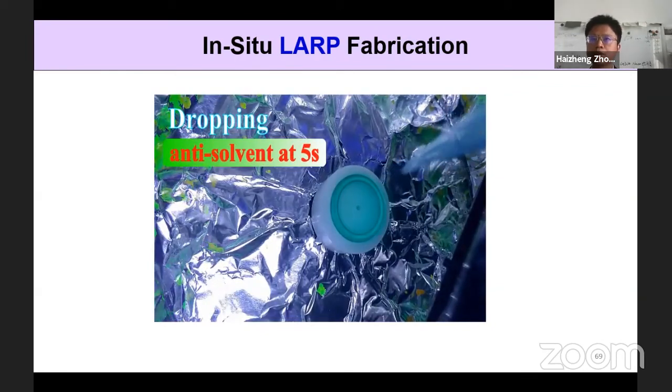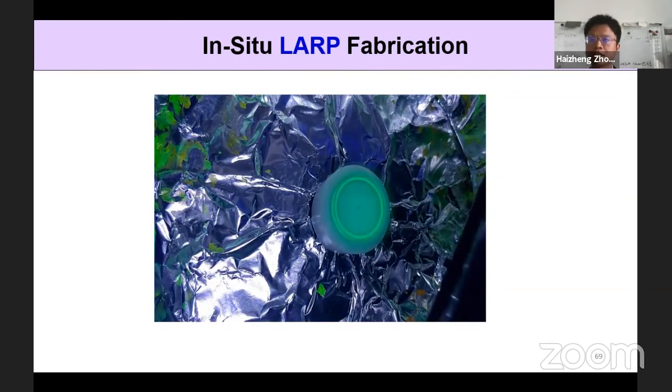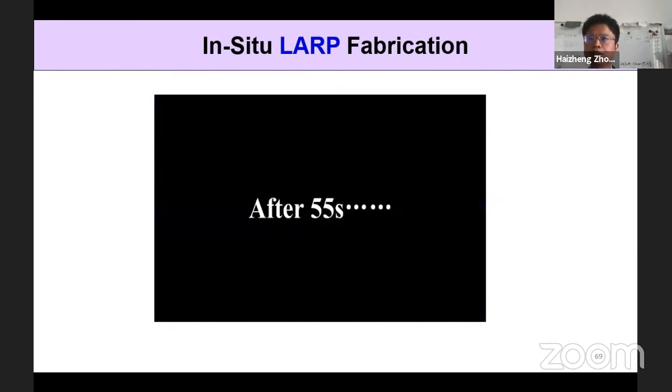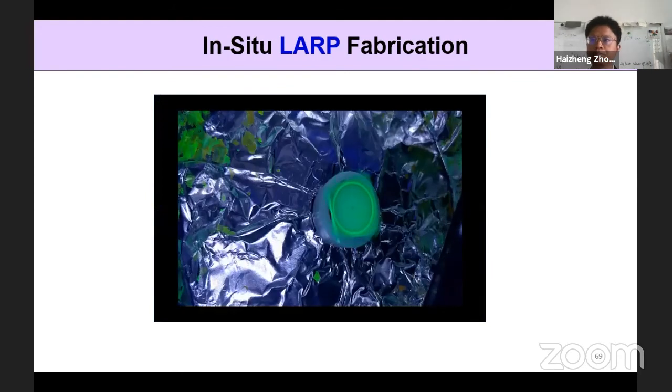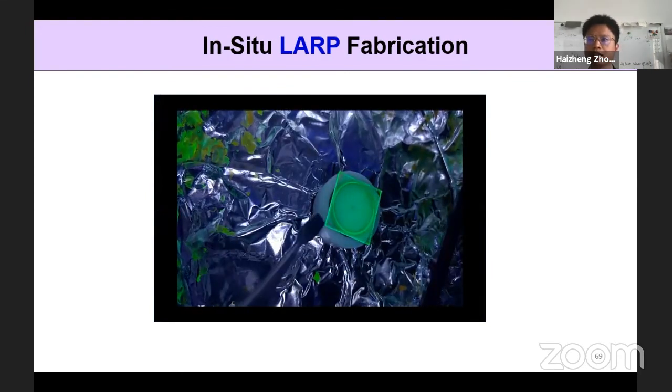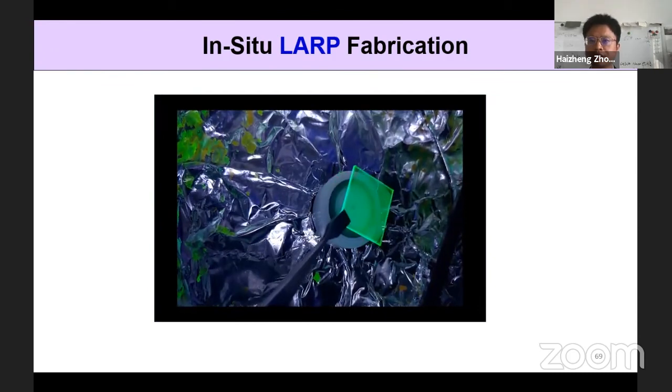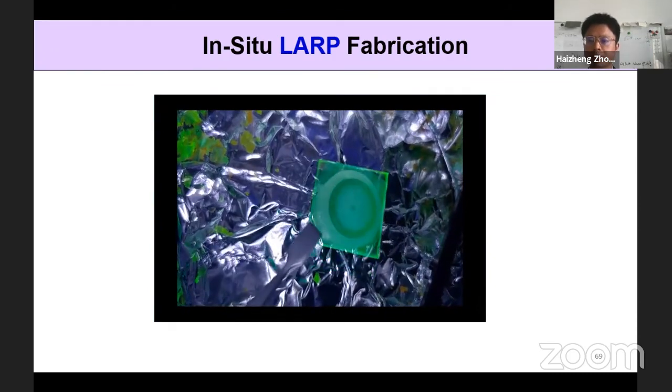We add the anti-solvent at 5 seconds. So we see that after adding the anti-solvent, before the color change, a very brightly luminescent thin film can be fabricated.